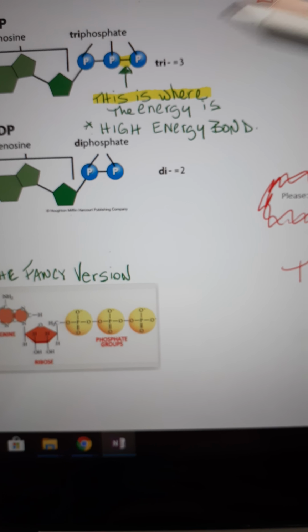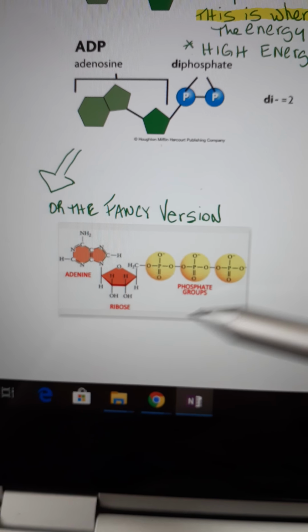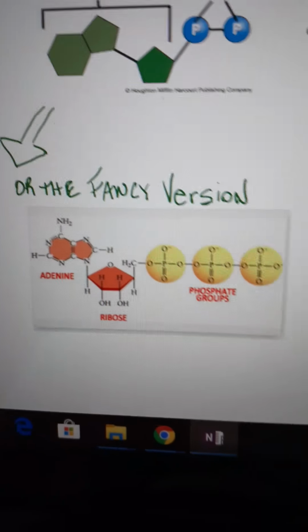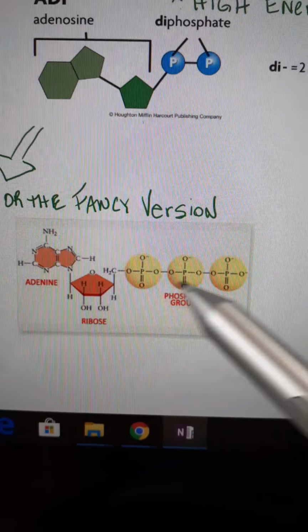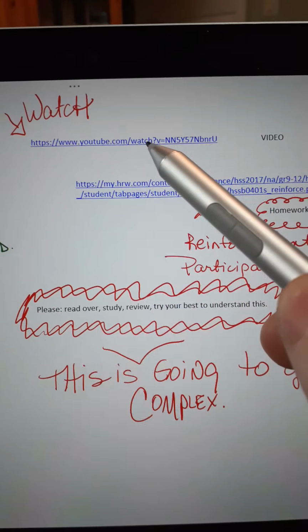So this is an ATP molecule. You can see this is where the energy is in that last bond. When that bond's broken, the energy gets released. Here's the fancy version, just in case you want to see all the oxygens and phosphates. See the phosphorus in the center. It's called a phosphate group. And then here's your adenine, and here's your ribose sugar. Adenosine triphosphate.